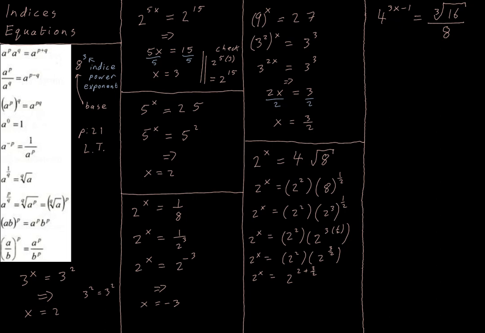Sometimes it can be nice to write this off to the side because it can get a little bit messy. So I have 2 plus 3 all over 2. I need to get the same base. So I need to multiply this number by 2 over 2.